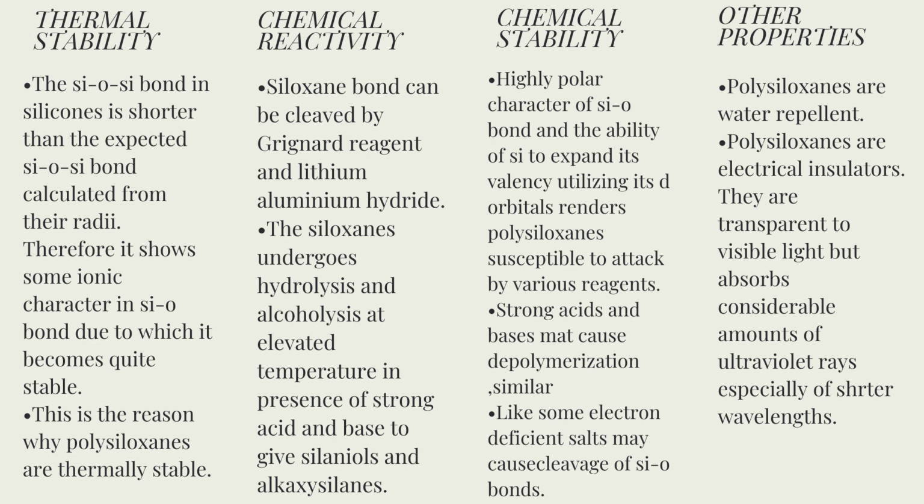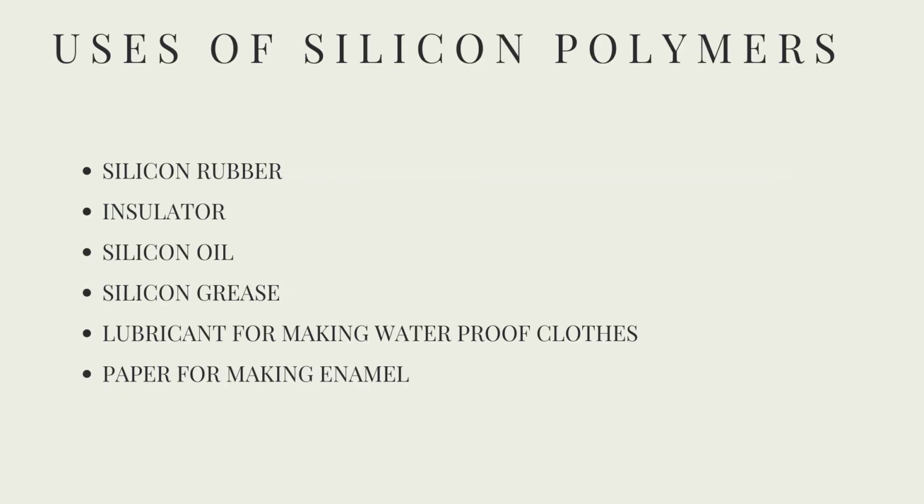Some other properties: polysiloxanes are water repellent, and as we know, they are electrical insulators. They are transparent to visible light but absorb considerable amounts of ultraviolet rays, especially of shorter wavelengths. And now I'll be presenting some uses of silicon polymers. Silicone rubber: silicone is used as rubber in various applications because of its unique properties. It is flexible, durable, and has a wide temperature range in which it remains stable. These are commonly used for sealing and electrical insulation.